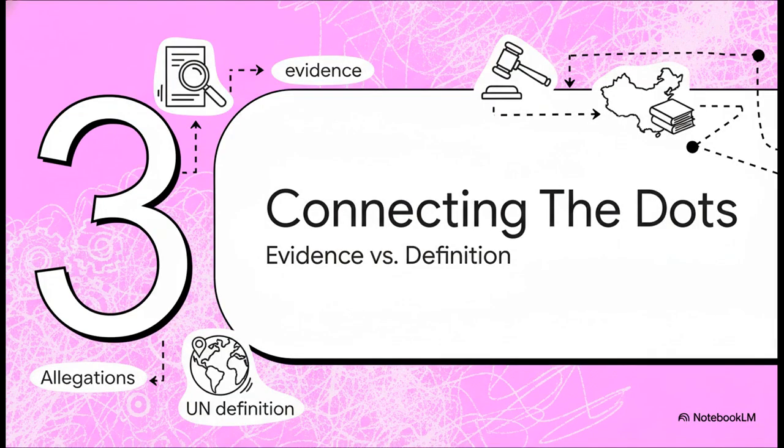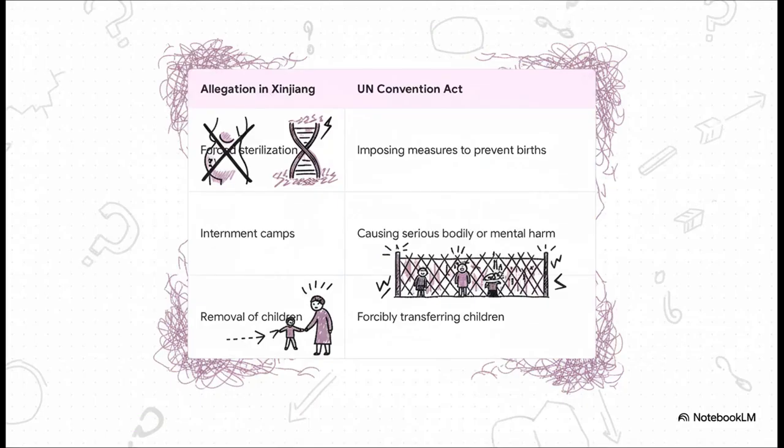So now let's connect the dots. How do these allegations actually line up with that official UN definition of genocide we just talked about? This is where the legal argument really clicks into place. The allegations of forced sterilization, well, that maps directly onto Act 4, imposing measures to prevent births. The reports of intense suffering inside the camps, that aligns with Act 2, causing serious bodily or mental harm. And the forcible removal of children, that's a perfect match for Act 5.